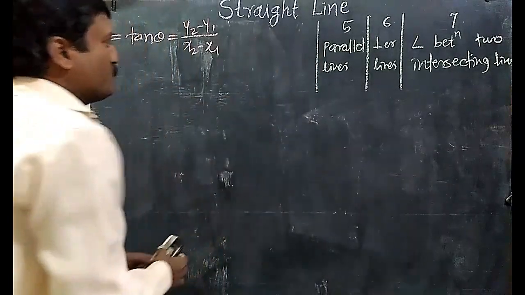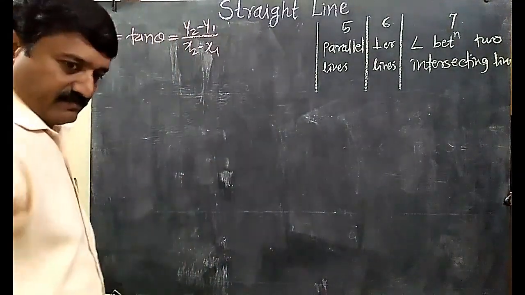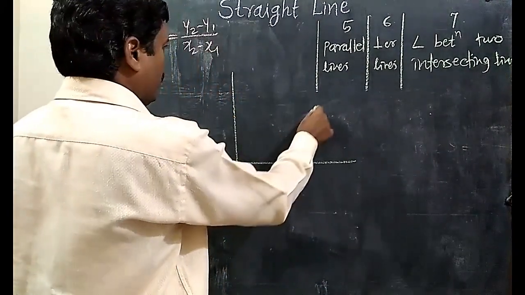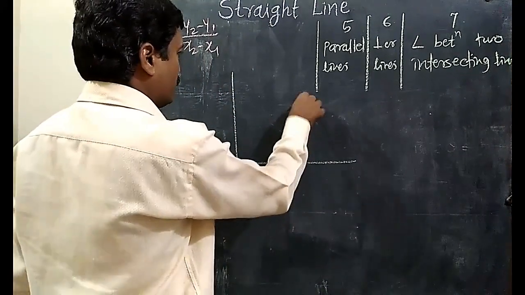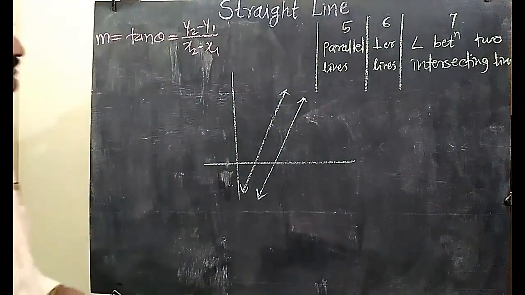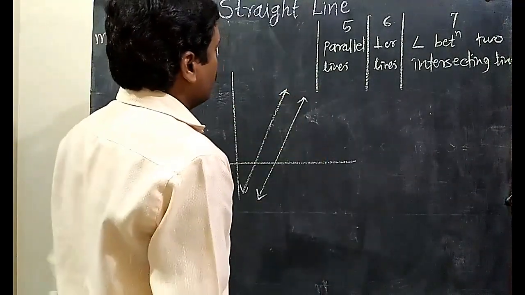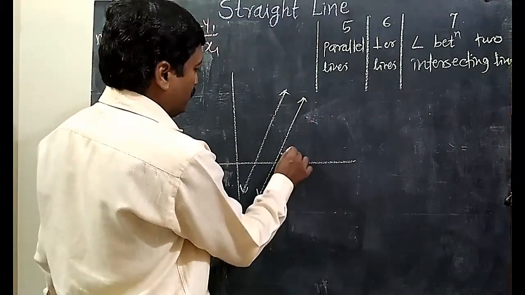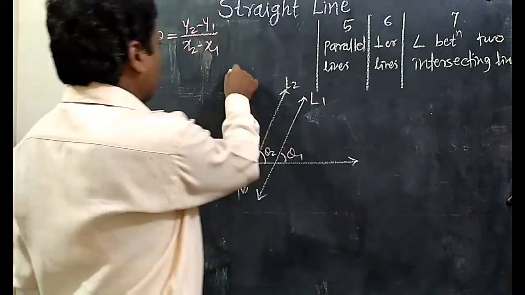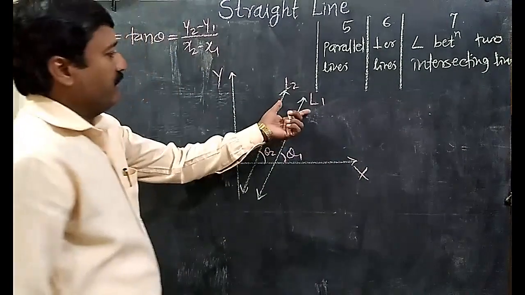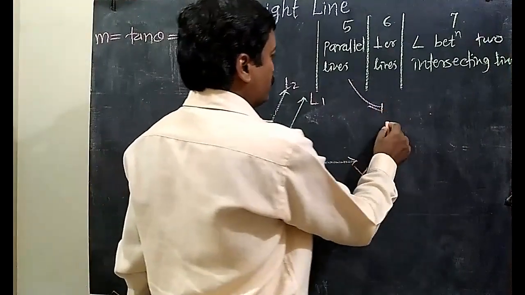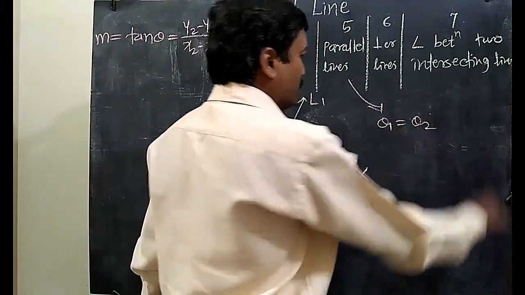If we have two parallel lines, then once again consider the figure. Suppose one line is like this and the second line is like this, these two lines are said to be parallel. We can define parallel lines using their inclinations θ1 and θ2. If L1 and L2 are two parallel lines, then their inclinations θ1 and θ2 are equal. So parallel lines implies θ1 equal to θ2.